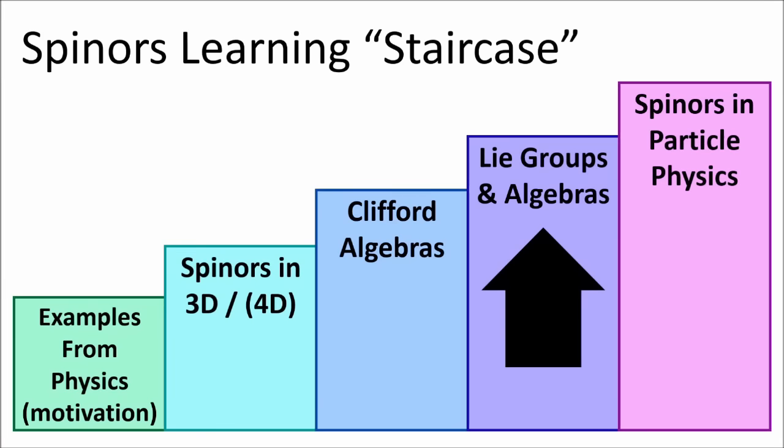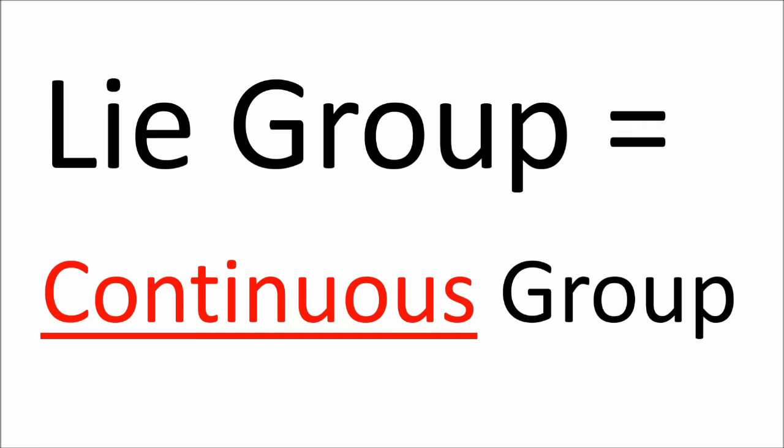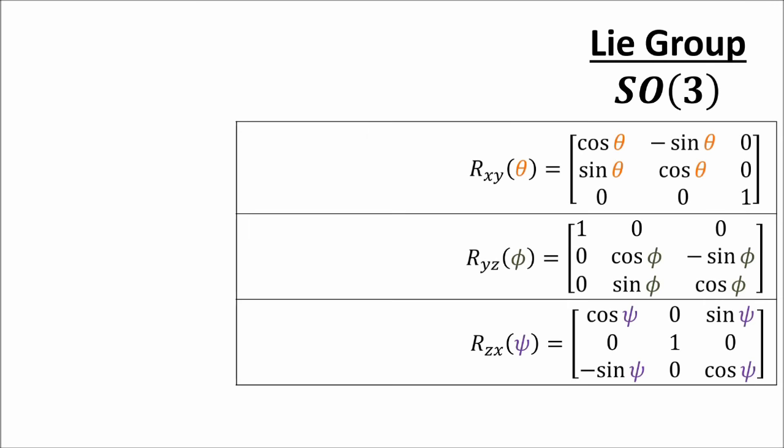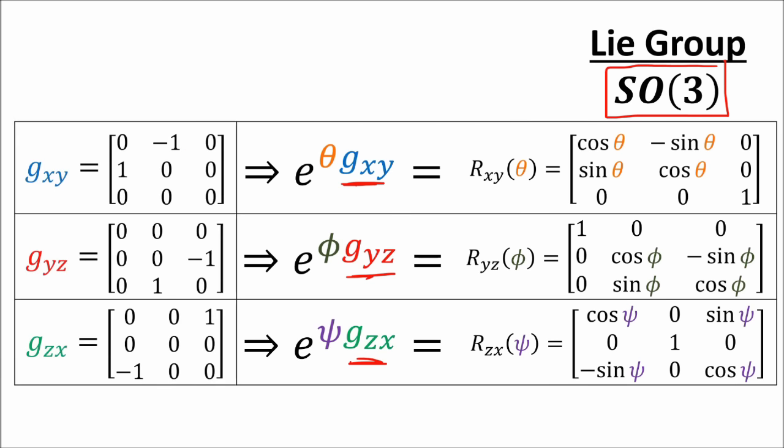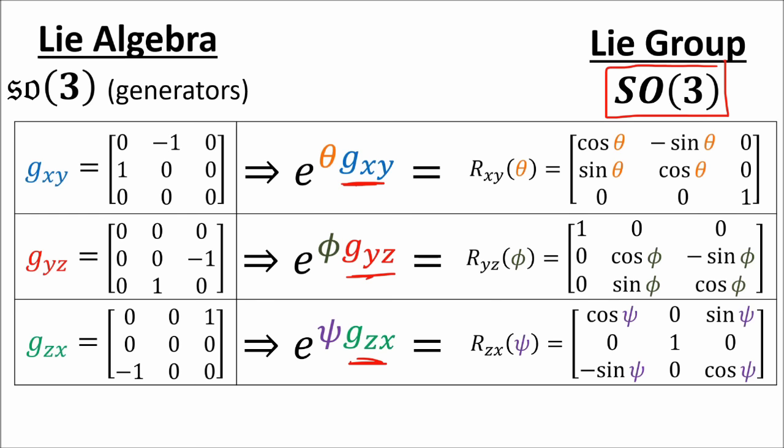We're continuing our discussion of how spinors are related to Lie groups and Lie algebras. In the last video, we discussed how Lie groups are continuous groups, such as the group of rotations in 3D space, called SO3 with capital letters. We also found we could write the three basic rotation matrices as exponentials of special 3x3 matrices called generator matrices, which live in the Lie algebra so3, written with lowercase letters in a fraktur font.